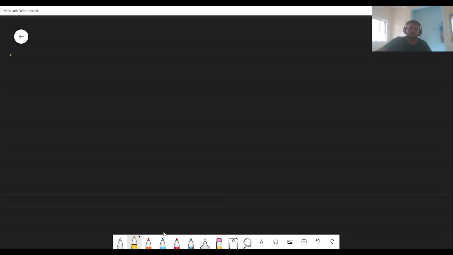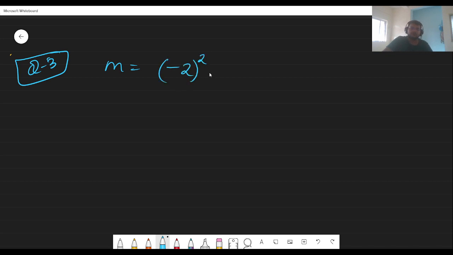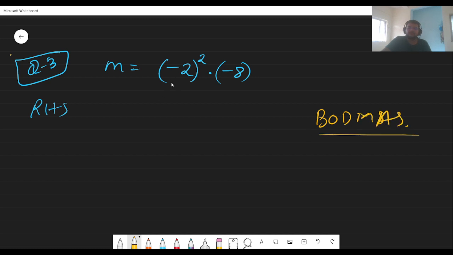Question 3. It is given m equals (minus 2) raised to the power of 2, into minus 8. Okay, so now we have to find the value of m. So basically we have to solve the RHS here. We'll do BODMAS again. Fine, there are brackets, so we'll first solve the brackets. It will give us minus 2 square.